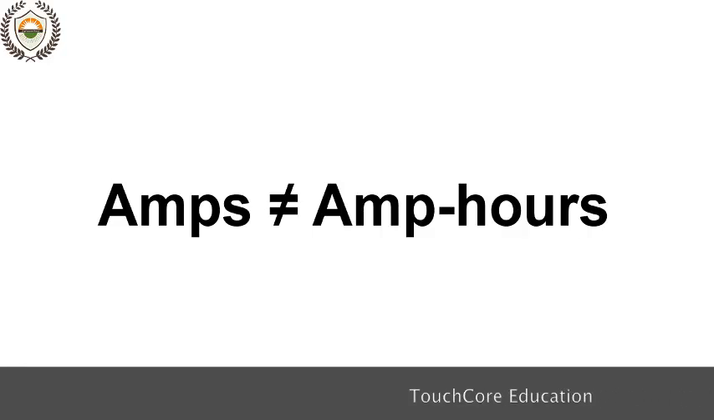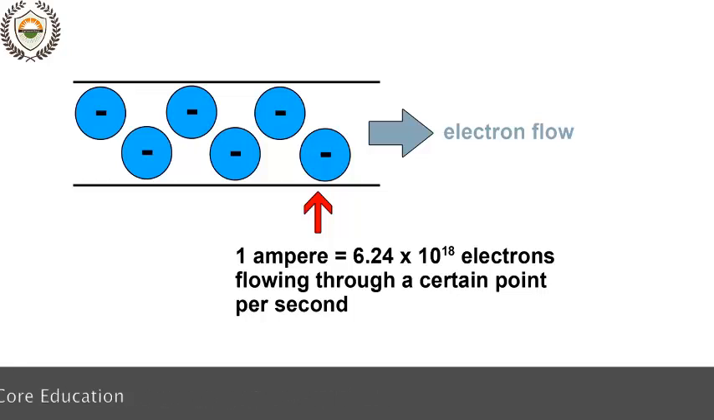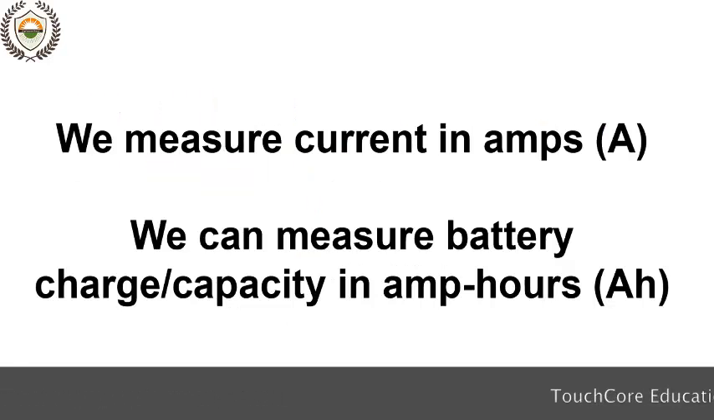The first thing that you need to understand is that amps and amp hours are two completely different things. You've heard of amps or amperes before. That's a unit to describe how much electrical current is flowing. But what is an amp hour? An amp hour is a completely different unit. It's a measure of capacity, and it's a way to help estimate the amount of energy that a battery can hold.